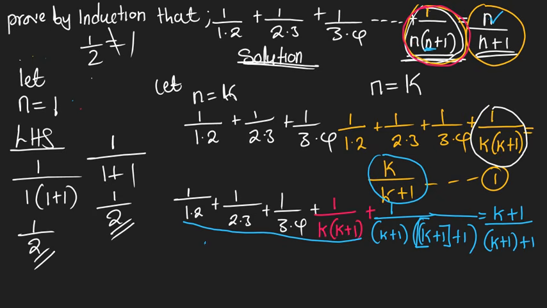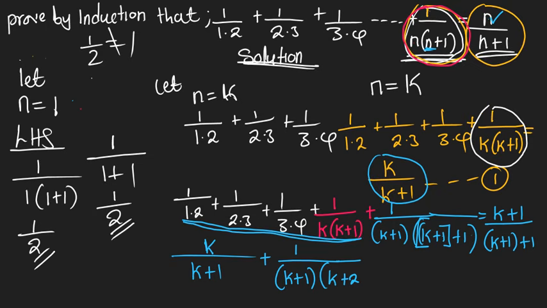You are going to say k over k plus 1. This whole area here, we know what we're doing, is k plus 1. Then you say plus 1 over, then you're going to have k plus 1. Then this is going to be k. Then this is going to be 1 plus 1, which is going to be 2.